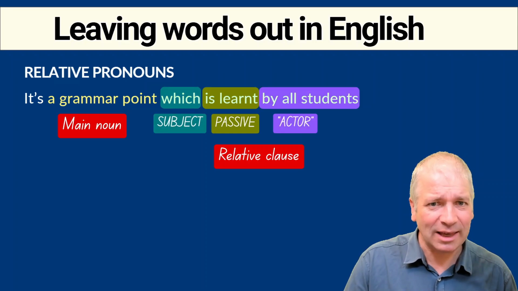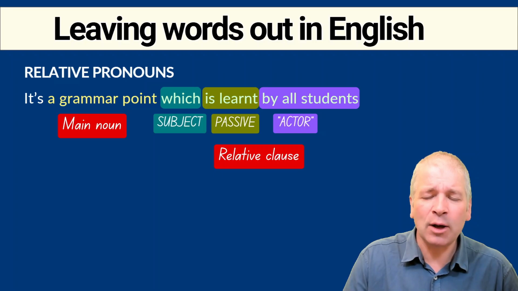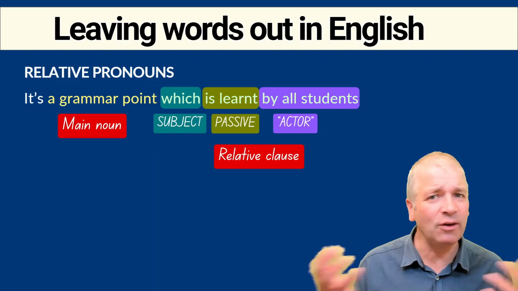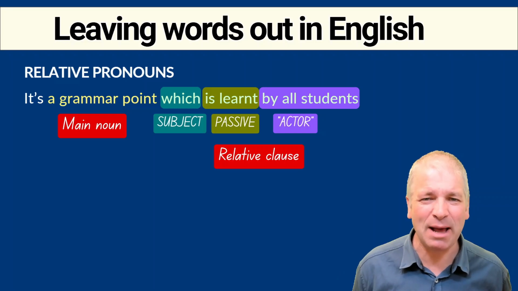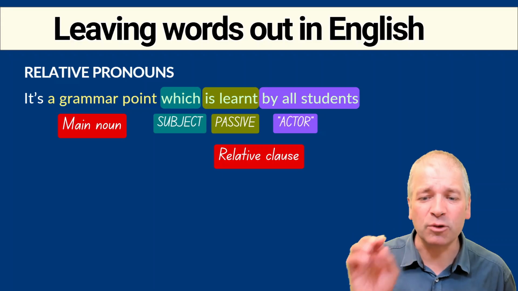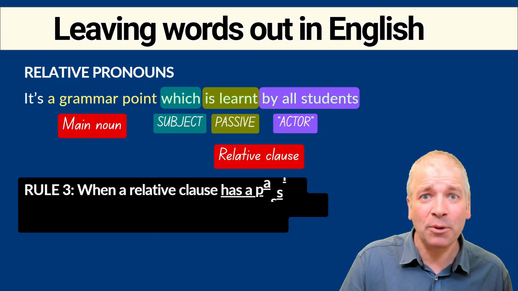The subject again is which, and the actor of the sentence is by all students. Students are the ones who do the activity of the sentence. Remember, in the passive form it gets turned around. So the students do the learning, but students come at the end in the passive form. And this leads to rule number 3.